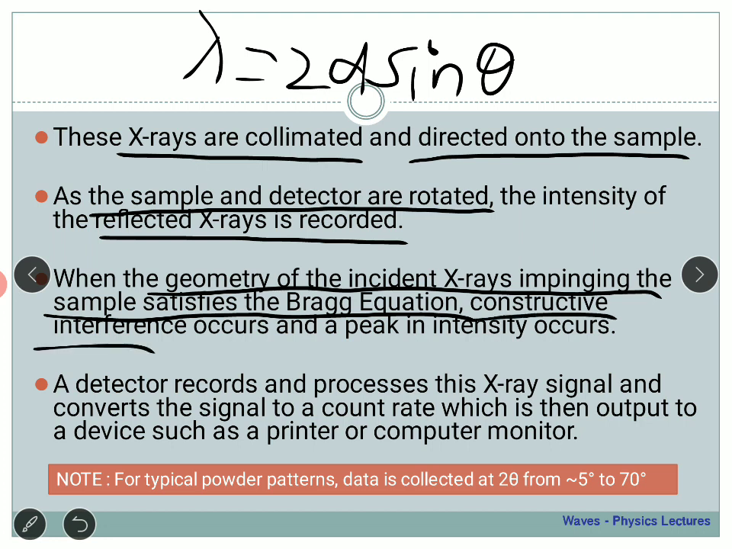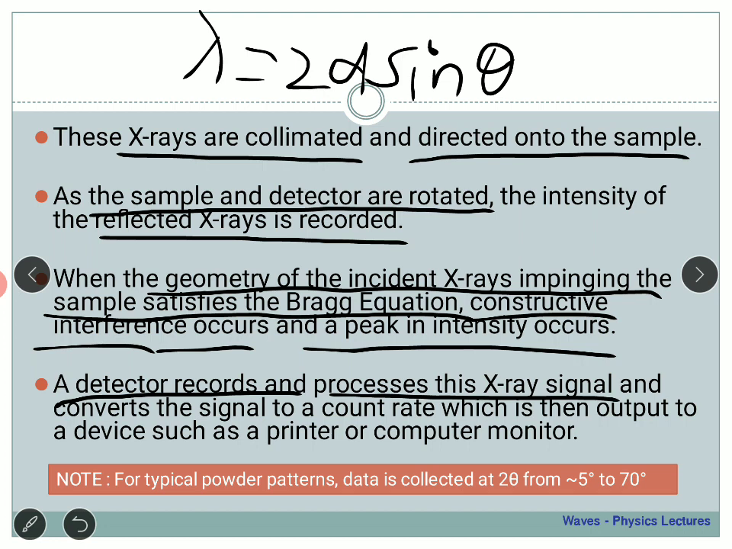So what is the condition for constructive interference in an X-ray diffractometer? It is nothing but the Bragg's law. Okay? That's the simple objective question. And when it satisfies this Bragg's law, a peak intensity will occur. That means we will have a number of constructive interferences, and the final signal will have some kind of intensity. Okay. Then the detector, what happens, that happens in the sample. It should satisfy Bragg's law so that we can get the signal, and then this signal is recorded by the detector, which processes this X-ray signal.